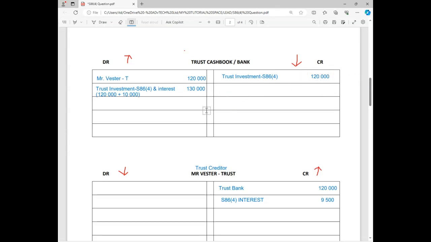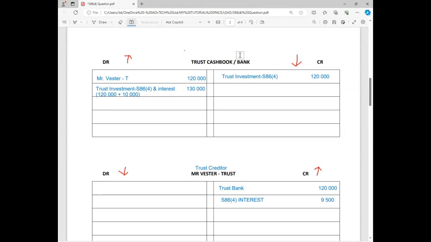If we did not get any interest, I'll only get 120. But I think even if you separate it and say 120 and the interest of 10,000 separately, they won't penalize you. But usually they prefer to put it like this. Can you see now? This is how you deal with the investment so far.